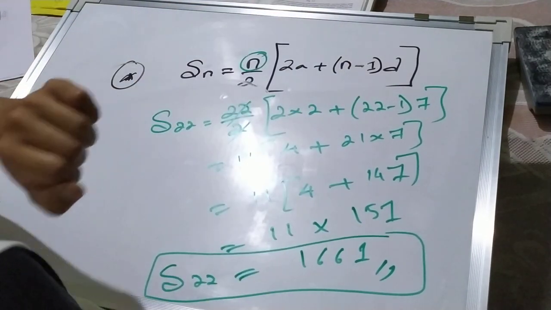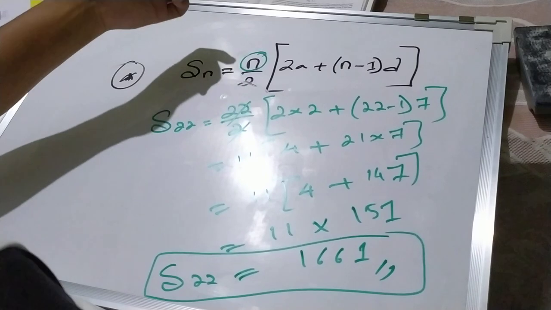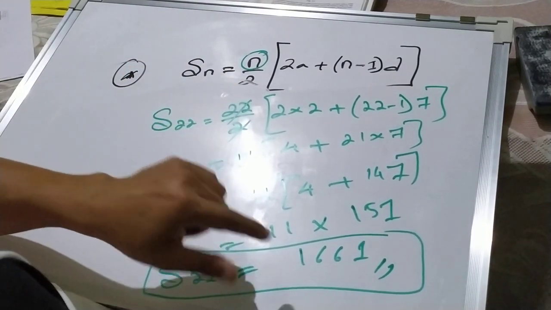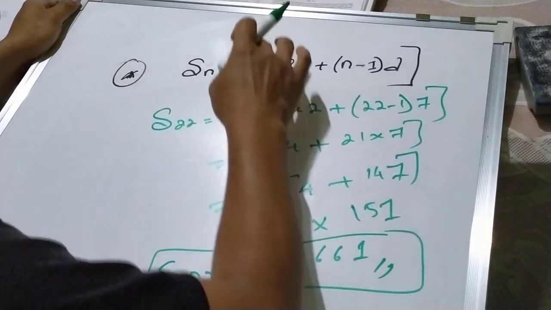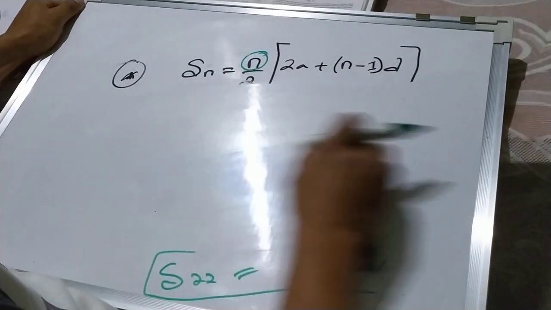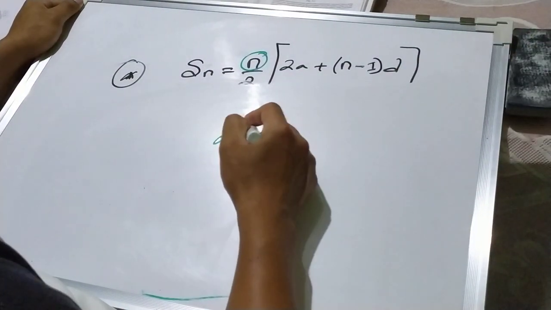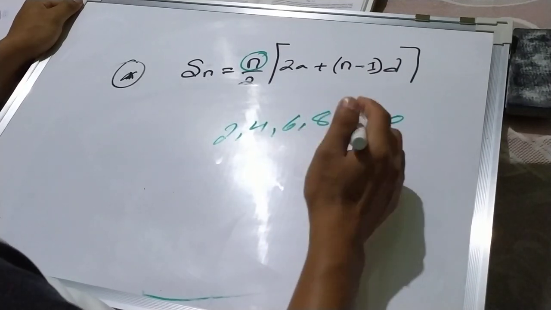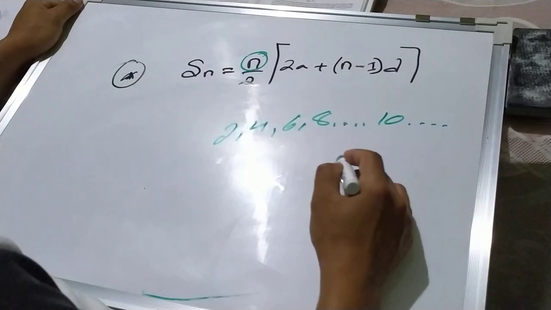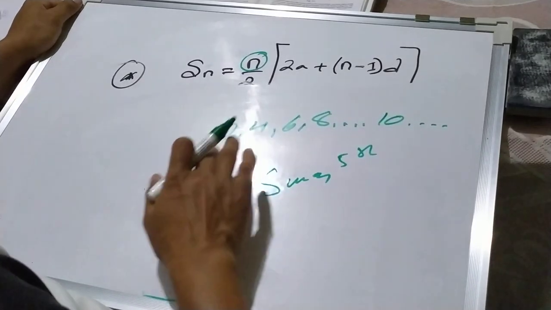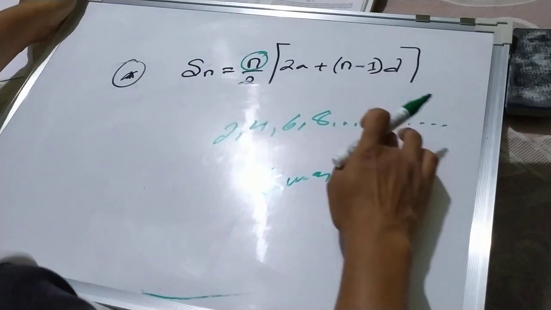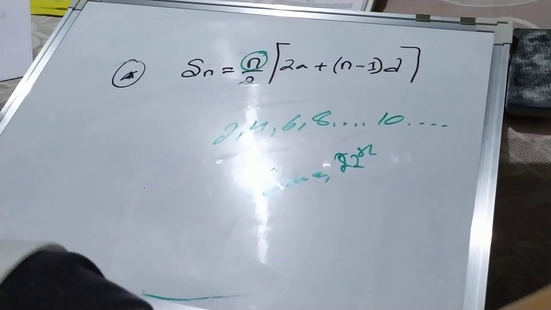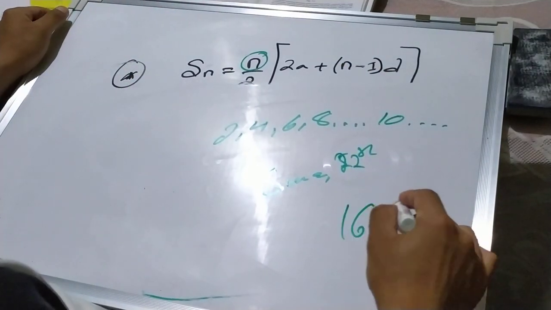Putting the d value and n value in the formula, the answer is: the sum of 22 terms is 1661. Suppose we have a series 2, 4, 6, 8, 10, that is terms 1, 2, 3, 4, 5. The fifth term is 10, and the sum of the fifth term means adding 1 to 5. Likewise, for 22 terms, the total sum we get is 1661.